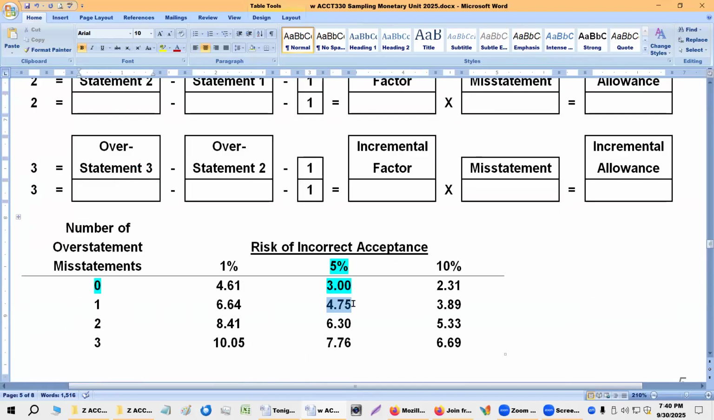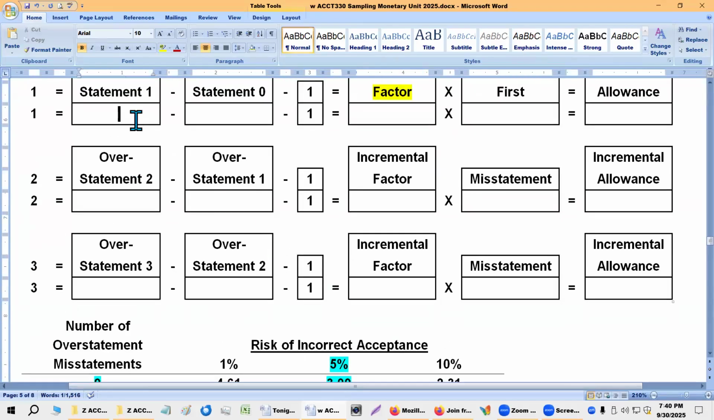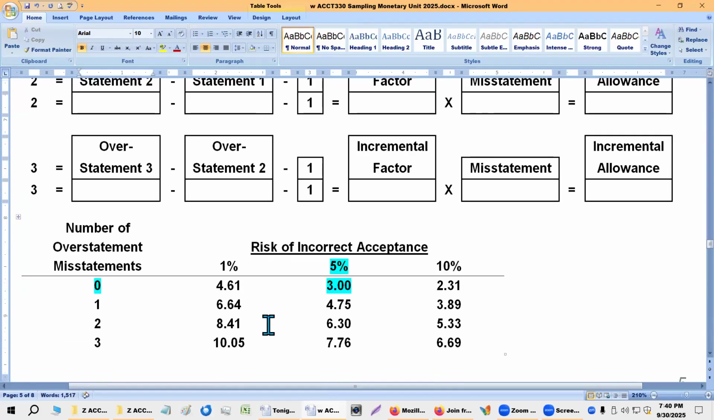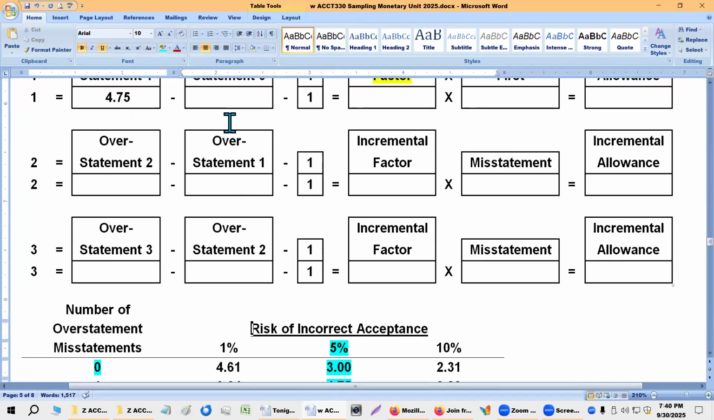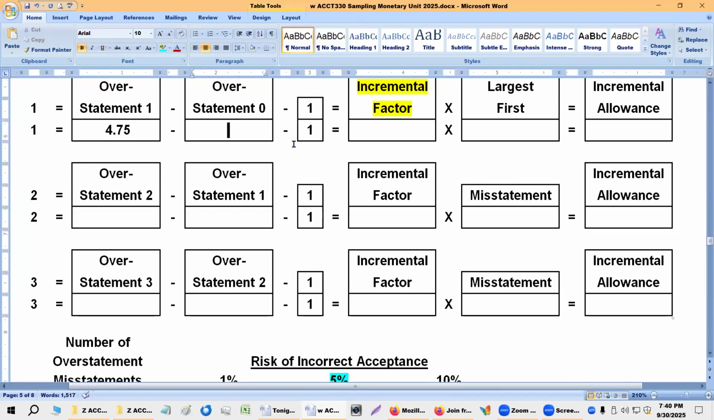So I take 4.75, minus the overstatement at 0, which is 3, minus 1, equals 0.75.